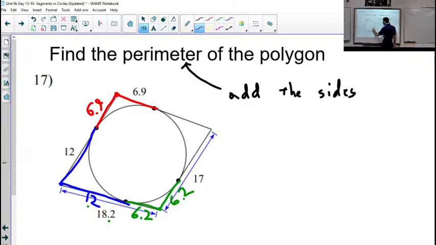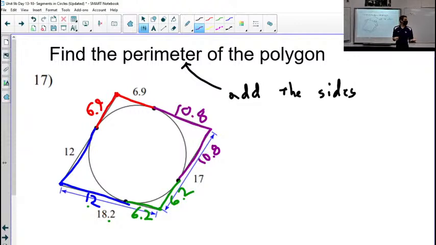And finally, the last pair that has to match is these two. So this is 17. This part is 6.2. That leaves this part to be 10.8, which means this is also 10.8. They have to match, again, because they are common tangents that go to the same point. So it's using this same idea, just in a much more complicated looking diagram.